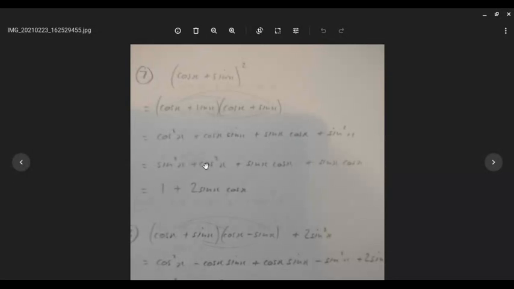So sine squared plus cosine squared x will be 1. And then sine x cos x plus sine x cos x will be 2 lots of sine x cos x. And that is the answer we're asked to show. Okay, let's have a look at question 8, a similar question.